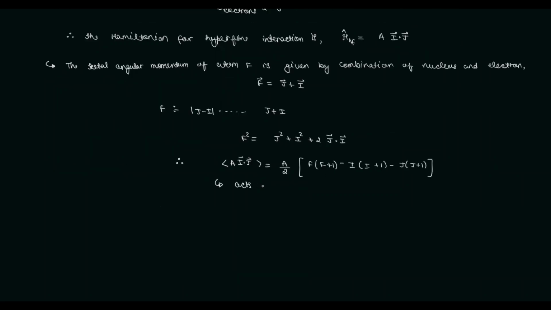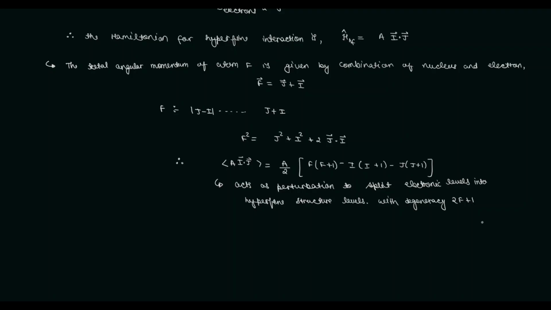The hyperfine interaction can be added as a perturbation, and it splits the electronic levels into different hyperfine structure levels labeled by F with degeneracy of 2F plus 1, so that these states can be split up into different M_F values by applying a magnetic field. Here also the splitting of different hyperfine structure levels follows the Landé interval rule, as the difference in the energy levels of F and F minus 1 will be proportional to F.